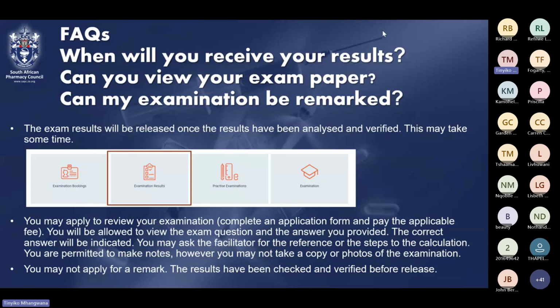You may not apply for marking. Like I've already indicated, this is electronically marked, and they are verified and checked.